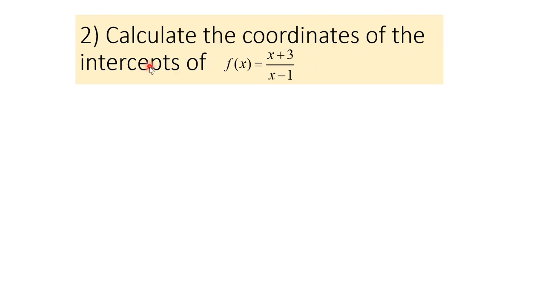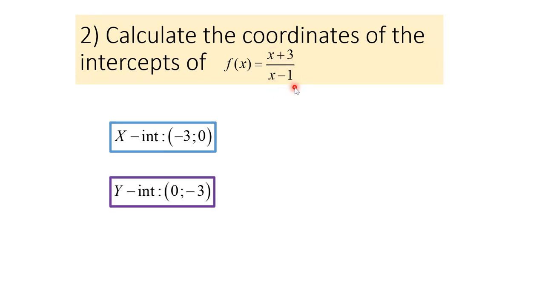Then we do the coordinates of the intercepts. So also nice and easy. When I'm looking at the x-intercept, I only look at the numerator. So I know the x-intercept is minus 3, 0. And when I want to get the y-intercept, I can just block off the x's and I can read 3 over negative 1, which is also negative 3. Okay, so I've got my intercepts.